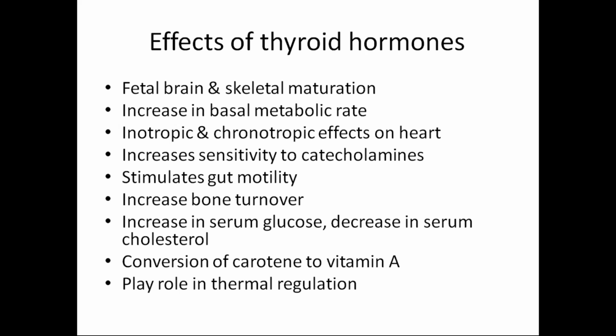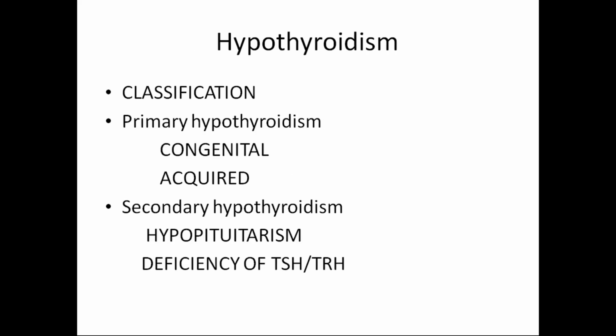This is important. Just remember, this is for the entrance. The carotene to vitamin A conversion is one of the functionalities of the thyroid hormone, and it plays a role in thermal regulation to maintain the normal euthermia of 98.6 degrees Fahrenheit. Okay, these are the functionalities.